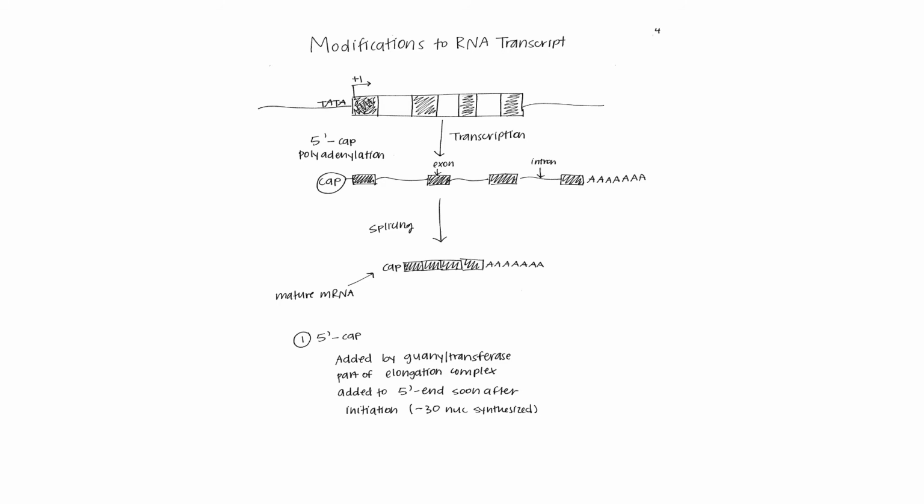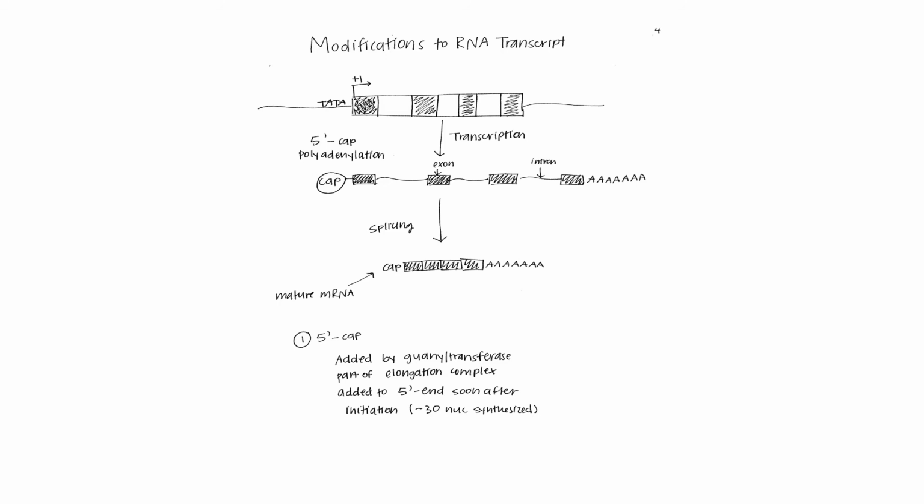So the first thing that happens, you get transcription, and we have a primary transcript which is capped at the 5' end, and it's polyadenylated. So those are two modifications that take place that we're going to look at. And then the splicing, which we'll look at next time, is where you have the introns removed and the exons joined together.